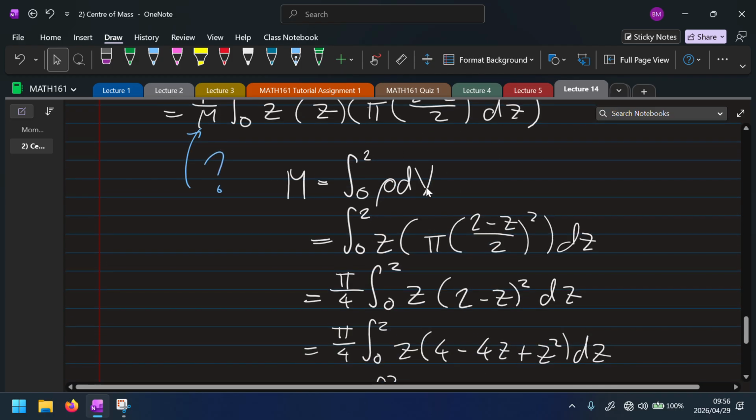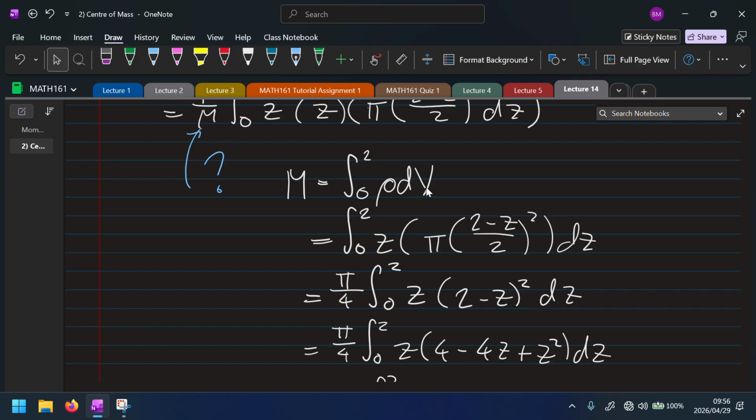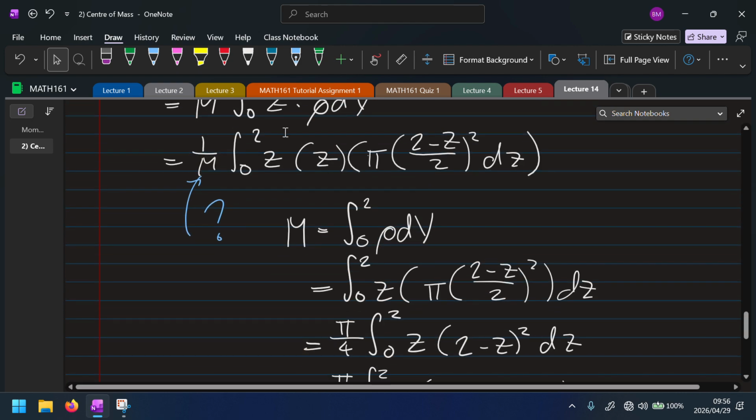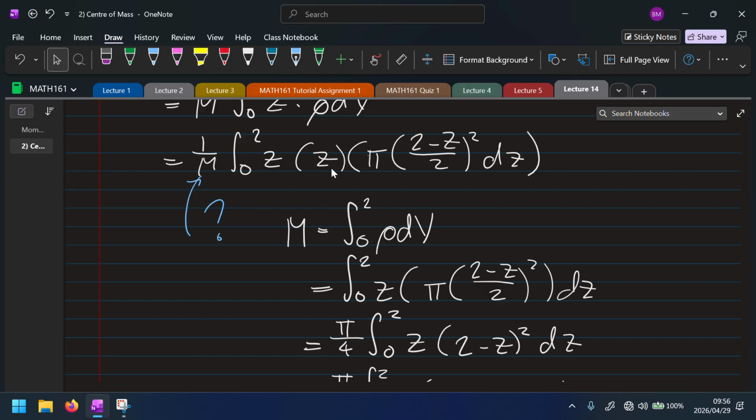Remember, it's the x to the n for the moments. So for the 0th moment, that's this one. It's just rho dV. For the first moment, it's Z rho dV. And then for the next one, moments of inertia, it will be Z squared. Yeah, they're different. Okay, so let's substitute that in. Quickly do this. And then we'll look at the moments of inertia tomorrow.